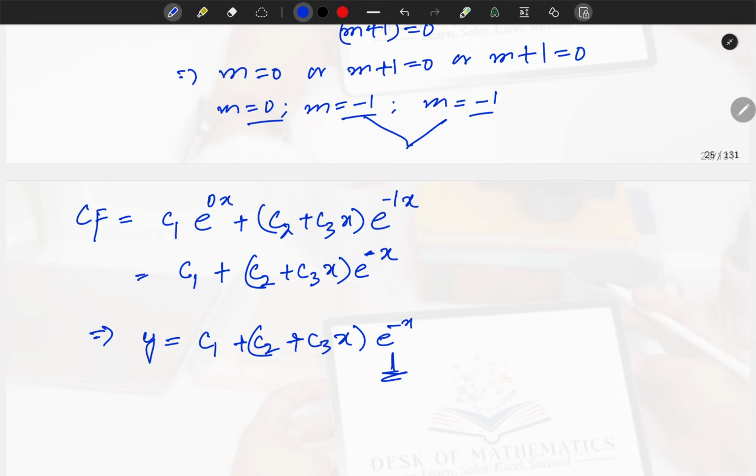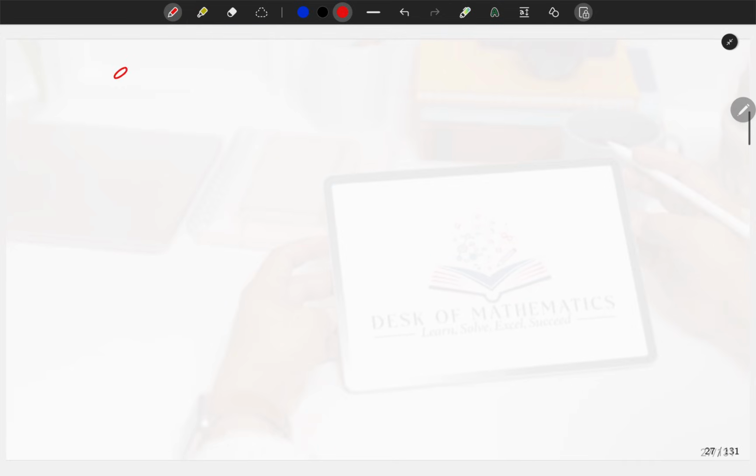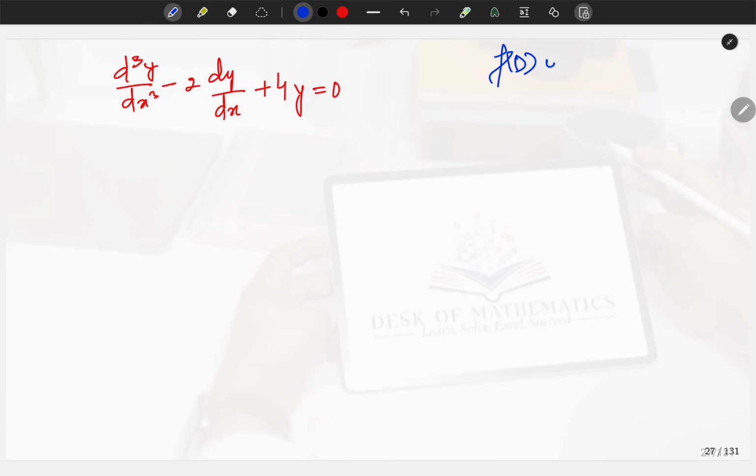So this is the way how we are finding the complementary function of the differential equations of constant coefficient. Similarly, you can try to find the solution of this one as well. Let's write it: d cube y by dx cube minus 2 dy upon dx plus 4y is equal to 0. As I told you, I have to symbolize it: f of D into y is equal to X. X is already 0, you can check it. So what you can write: D cube minus 2D plus 4 of y is equal to 0.